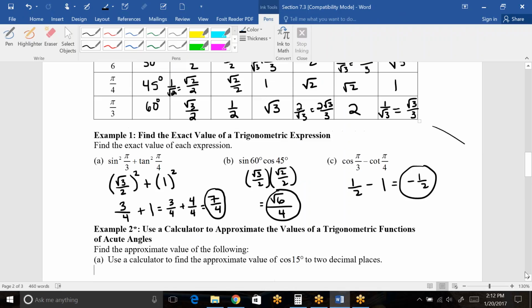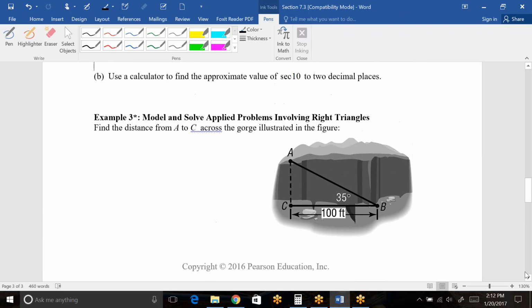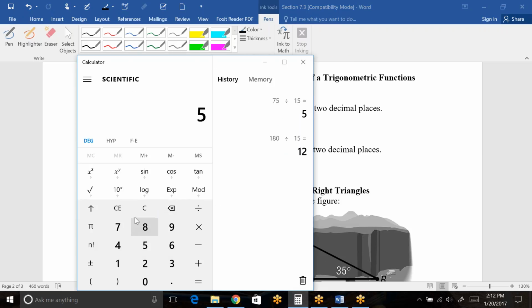Okay, so a lot of what's going to be left in this section of notes is application problems. It says use a calculator to approximate the value of a trig function of acute angles. So if you don't have the special angles of 30, 60, and 45, there are buttons on your calculator that will allow you to work them out. That's why you have a scientific calculator.